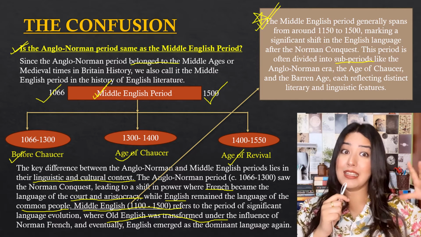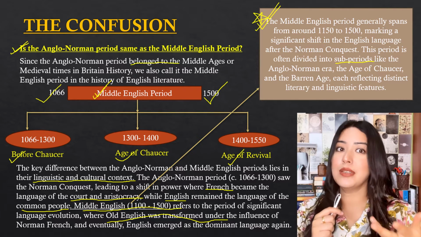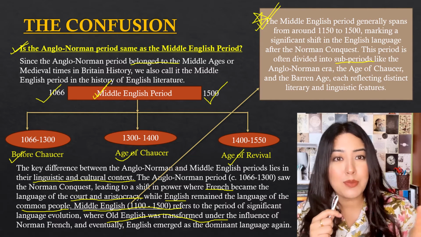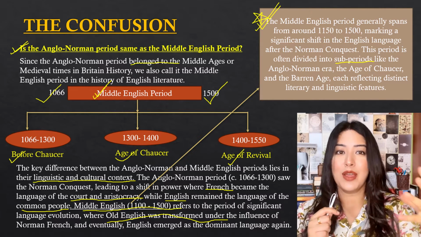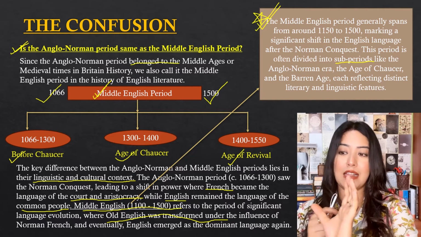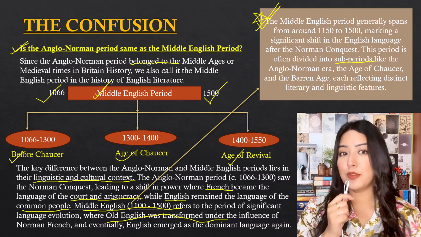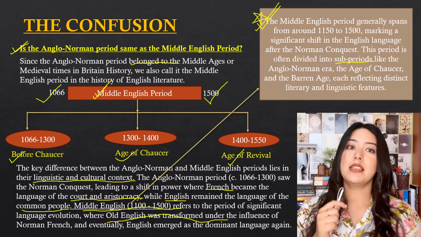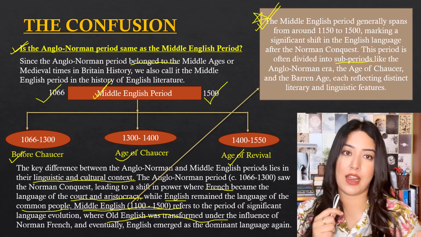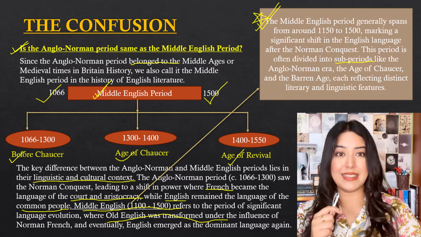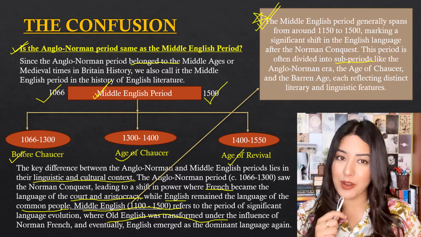So historically, it's the Middle Ages. Linguistically, it is the Middle English period. But within this period, many things were happening. So you have sub-periods within this period, and this is what it is. I hope the confusion is clear. Now, the rest of the slides are going to be comparatively easy. This is one thing that we have to understand regarding the Middle English period, because there's a lot of confusion regarding it. Now we are going to move on to the next slide.